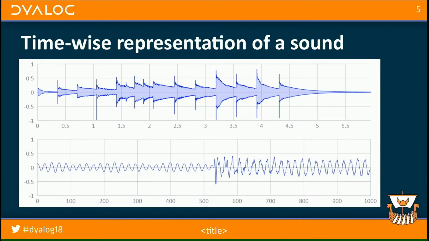So if we plot the sound, we can easily, oh, let me try if we can hear the sound. I'm not sure it will work.